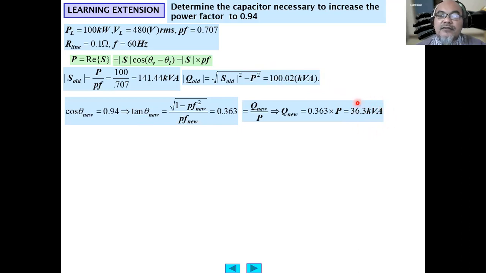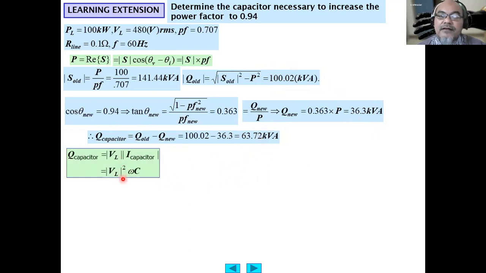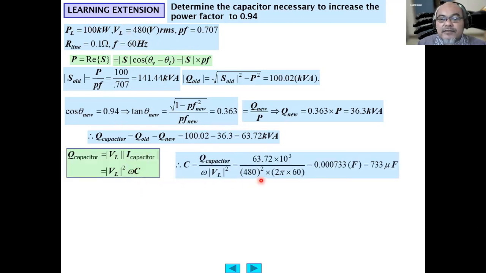We compare with the Q old, this is reduced significantly. This is obtained from the additional capacitive load. So the Q capacitor equals this minus this, or equal to 63.72 kilovolt ampere. This is equal to V squared times omega C. So to obtain C, we divide this 63.72 kilovolt ampere by 480 volt squared, times 2 times pi times the frequency 60 hertz. Then we obtain the additional capacitance value, 733 microfarad.